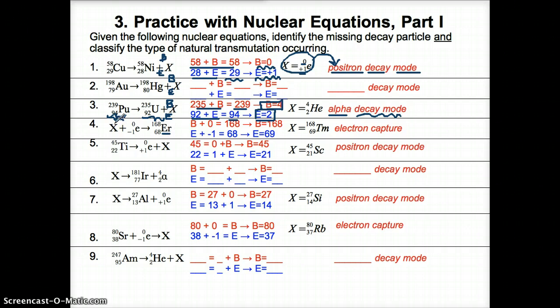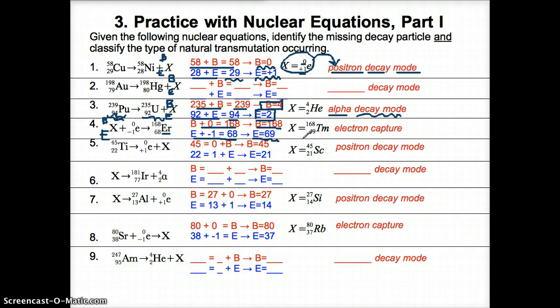So what we have to do again is just make the mass of X B, the charge of X E, and we have to set the sum of the masses, B plus 0 on the reactant side, equal to the sum of the mass on the product side, which is 168. If we solve for B, we get B is equal to 168 for the mass of the unknown, X. Now, we also have to set the sum of the charges on the reactant side, or the bottom left numbers, E plus negative 1, equal to the sum of the charges on the product side, which is 68. So E minus 1 is equal to 68. If we add 1 to both sides to isolate E by itself, we get E, or the charge of the unknown particle, is 69.